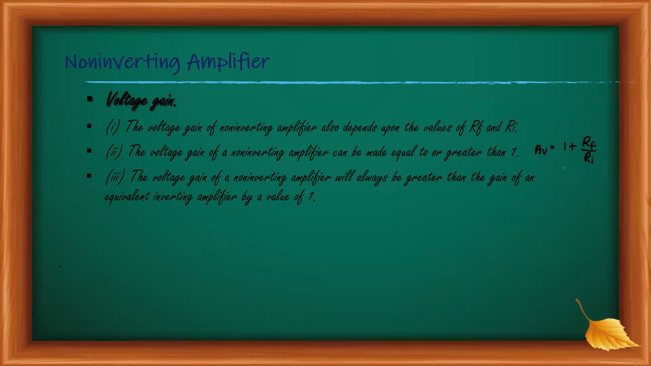Okay, let RF be equal to 10 kilo ohm and RI equal to 1 kilo ohm. In the case of inverting amplifier, AV of inverting amplifier must be equal to what? It is equal to minus RF divided by RI. So that is equal to minus 10.